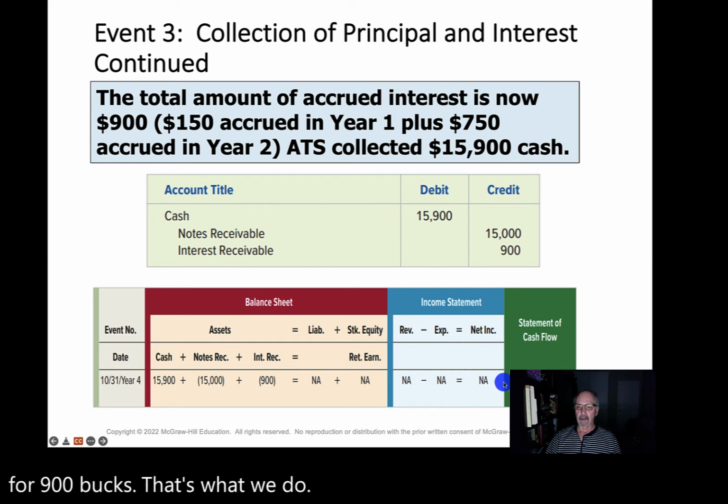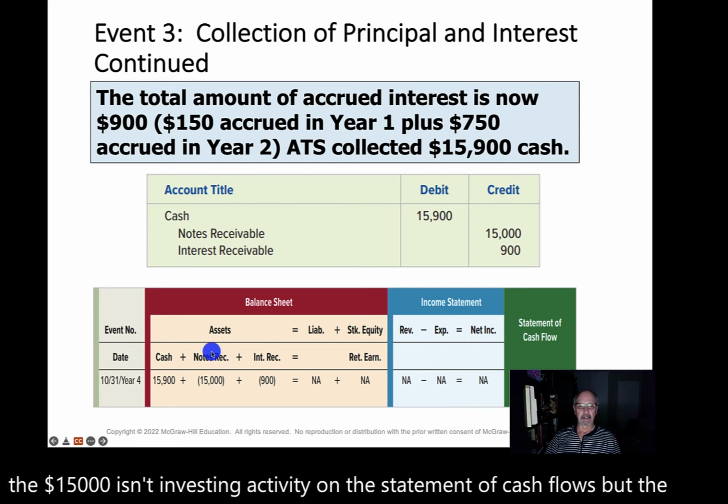Note down here, the $15,000 is an investing activity on the statement of cash flows, but the $900 of interest is an operating activity.